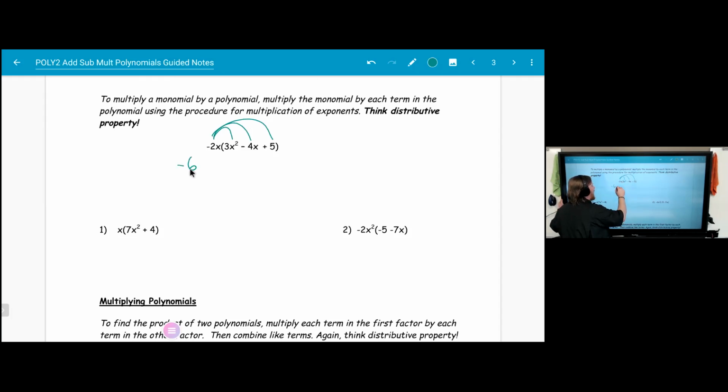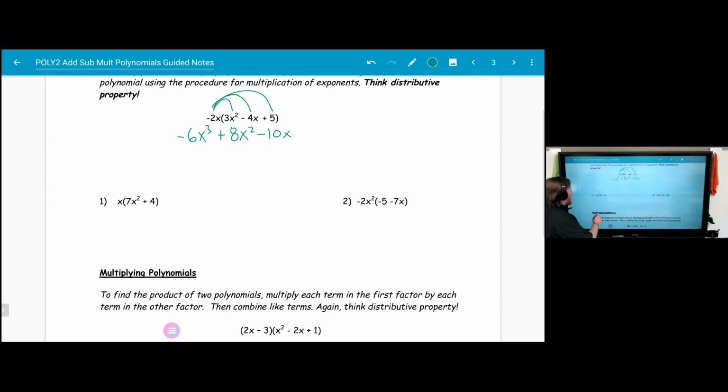x times x squared is x cubed. Negative 2 times negative 4 is a positive 8. x times x is x squared. 5 times negative 2 is negative 10 times x, because we just have one x to multiply, and we've distributed through. It's the distributive property when we're doing a monomial. It's actually going to be a distributive property no matter what we do, but we'll see that in a second here.